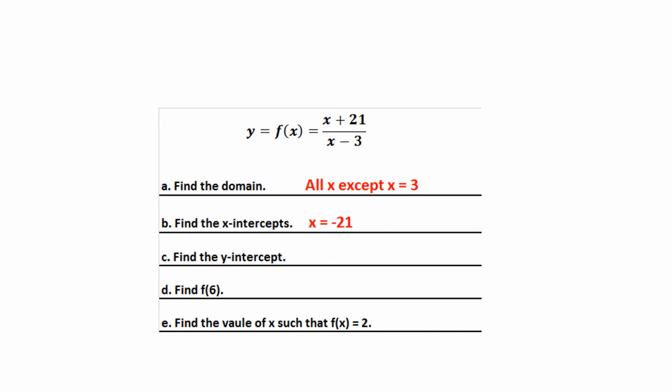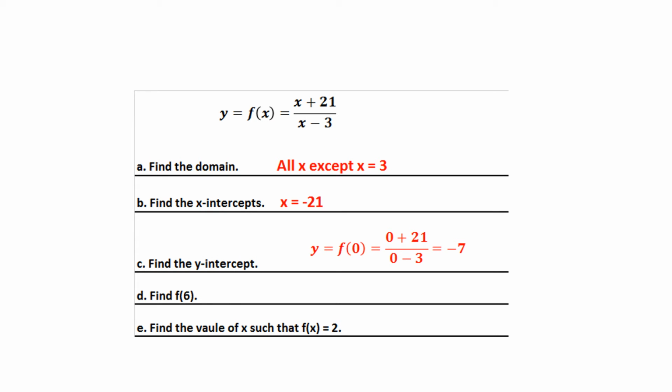Now this is a fractional expression. The only way you can get 0 in a fraction, when y is 0, when you touch the x-axis, is when the numerator x plus 21 is 0, and that's relatively simple. If x is negative 21, you get negative 21 plus 21 over negative 21 minus 3. That is 0. So the x-intercept is x equals negative 21. That's when y equals 0.